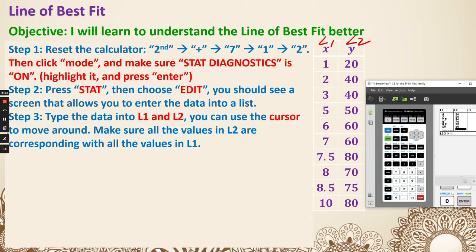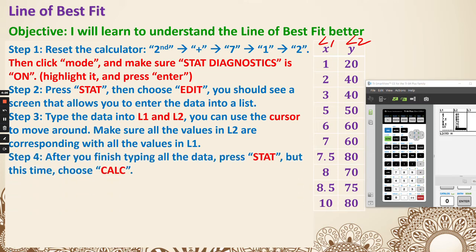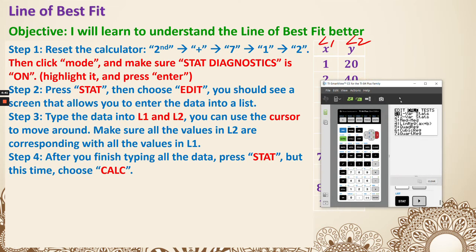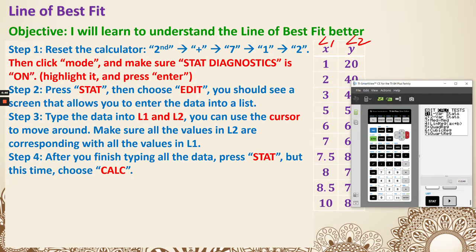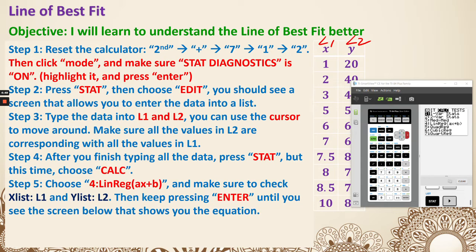Moving on, we're going to do something similar again to standard deviation. So step 4, after you finish typing all the data, press stat, but this time we're going to choose calc. So I'm going to click stat again, but this time move the cursor over so that I can choose calc. Last time when we did standard deviation, we used the first one, 1-Var Stats. This lesson, of course, we're not going to use that. Instead, step 5, we're going to choose 4, LinReg(ax+b). LinReg(ax+b) stands for linear regression, and our equation is going to have the form of ax plus b. That's exactly what we need. So I'm going to click 4.